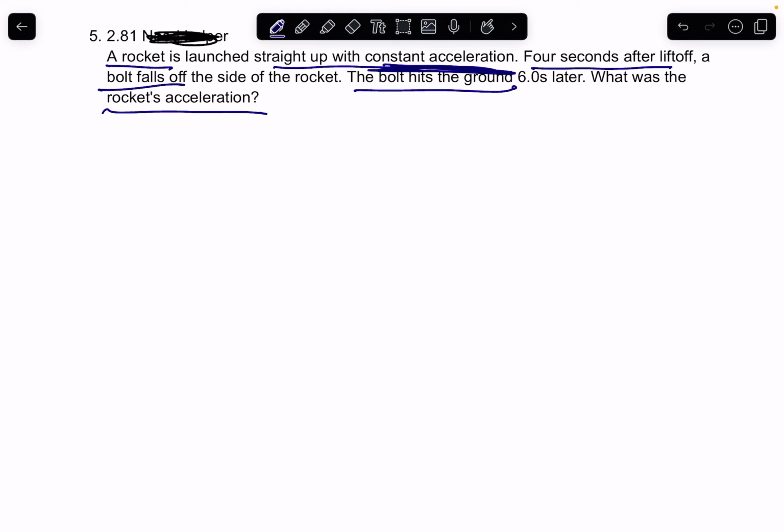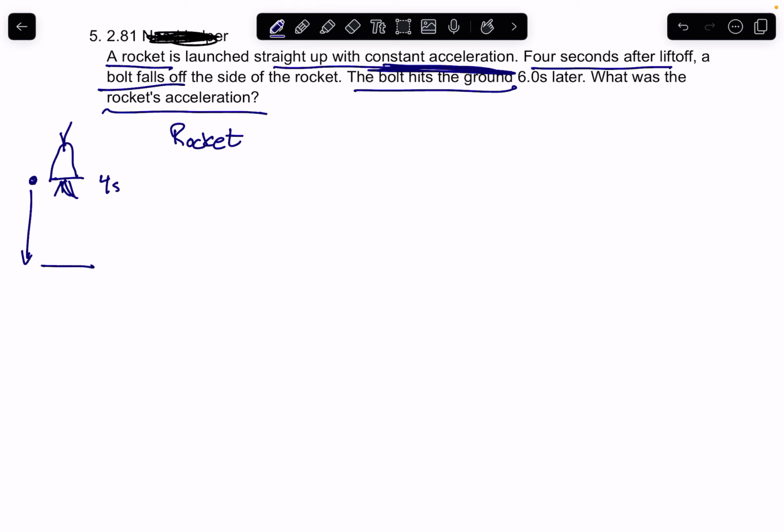So let's think about this. You've got a rocket that's taking off, and at 4 seconds, a bolt falls to the ground. But it was accelerating at a certain speed, and so we're going to have to do several problems here. So let's talk about our rocket first, and the bolt later.